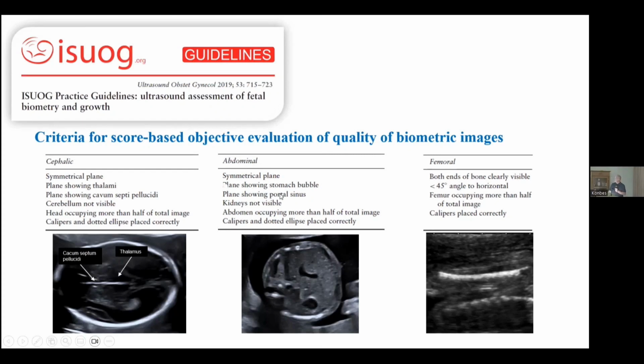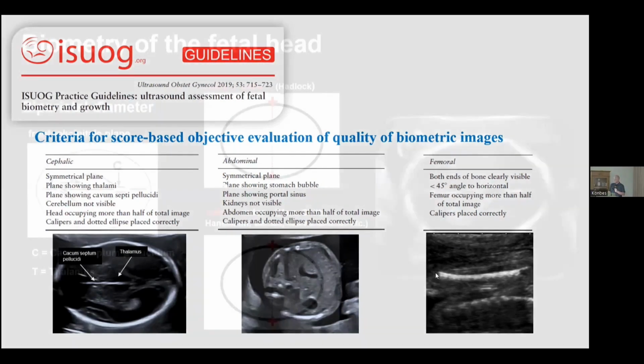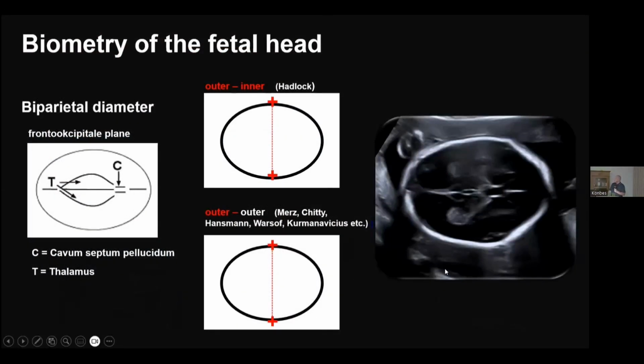We have also in the abdomen a symmetrical plane that's very important to show the stomach and also the sinus venosus, the portal sinus, and have a clear view of the femur and measure from one diaphysis to the other diaphysis. This is a measurement we have to do.